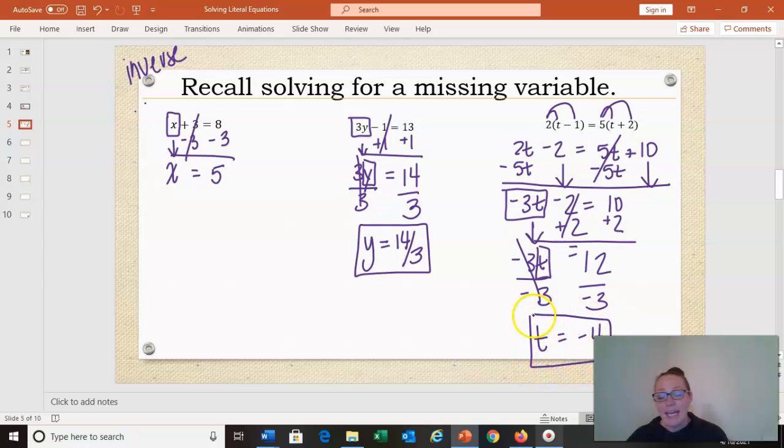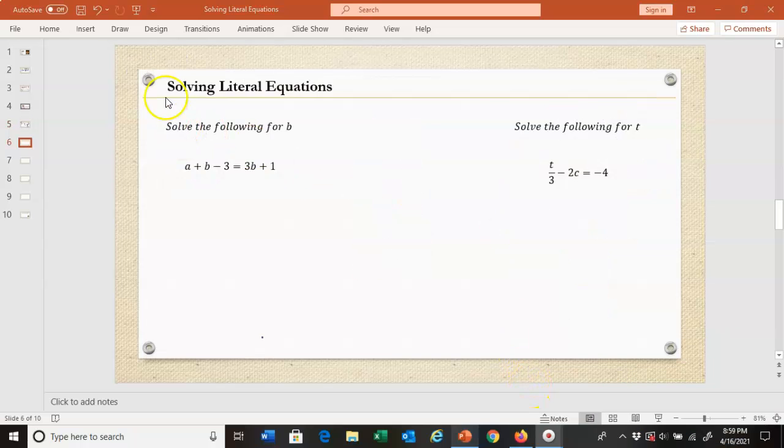Don't forget, at any time with these, you can always plug those back into the original equation, and the left-hand side will equal the right-hand side. Remember, that's what we said the definition of an equation is.